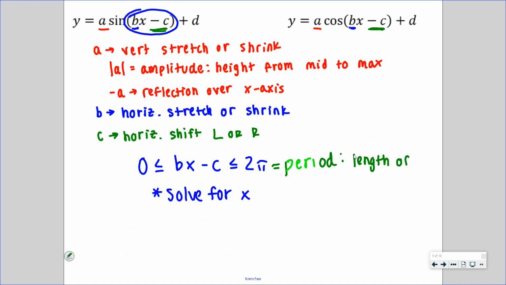Length of one cycle. Okay, and then the last transformation here is if I have a plus or minus a number outside. Do you guys remember that transformation? Vertical shift, up or down. Good. What do you think that's going to change? Min-max. Yes, it will change the min and max. The midline. Good, the midline.